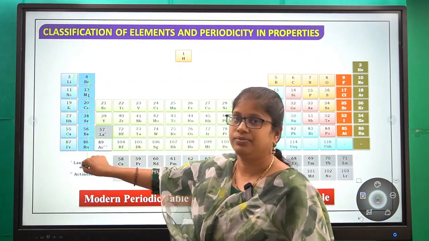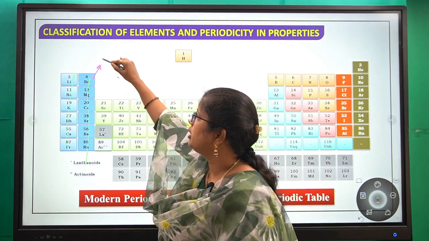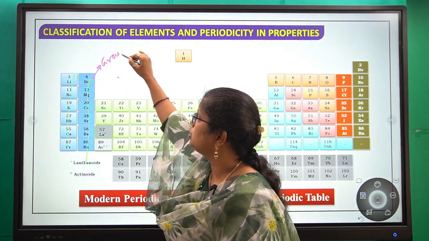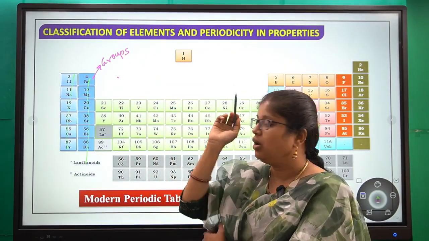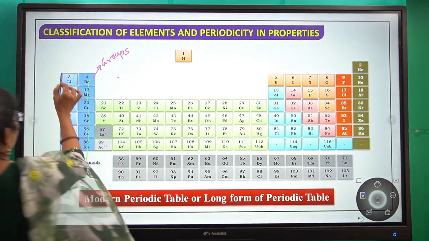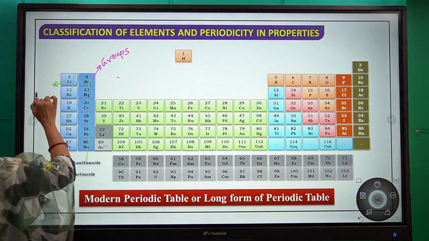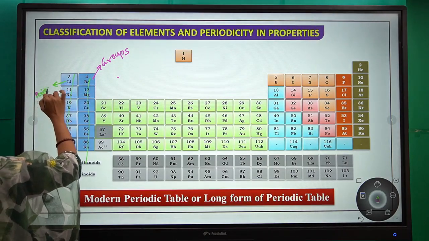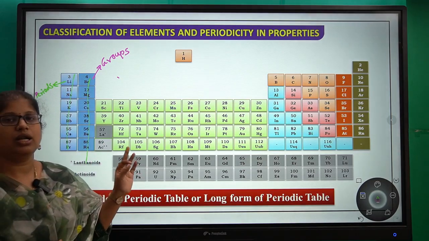vertical columns. So these vertical columns are called groups. Okay, so vertical columns are called groups. Then what about the horizontal rows? Horizontal rows are called, here the first one we have the hydrogen and helium, and this is the second one. So horizontal rows are called periods and vertical columns are called groups.